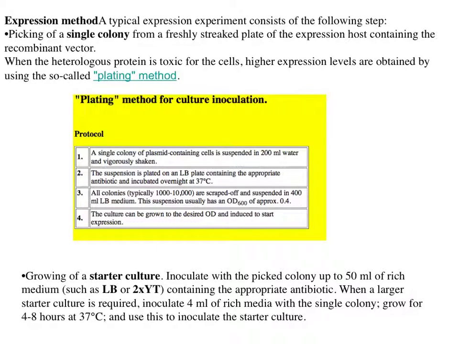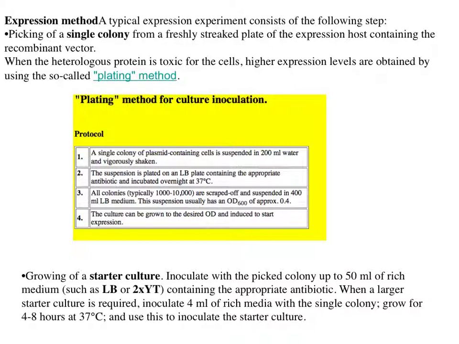Expression methods. So when you're ready to express, you first pick a single colony from a freshly streaked plate, and then you can pick that colony and put it into liquid culture and then use that as a starter culture to inoculate some larger 50 ml volume or even higher media containing the appropriate antibiotic.